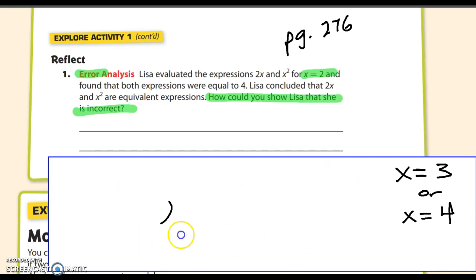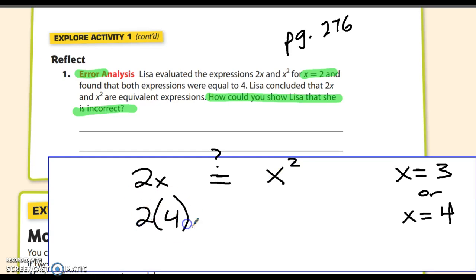That's what's really interesting about this, is that she picked a test number that made it look like it's true, but it's actually not true. I'm going to change out x for 4. I just tested it for 3 and they weren't equal. I'm going to test it for 4 real quick. And once again, you might look at those and think, yeah, they're equal. They're not, because 2 times 4 is 8, and 4 to the second power means 4 times itself. That means 16. They're not equal.